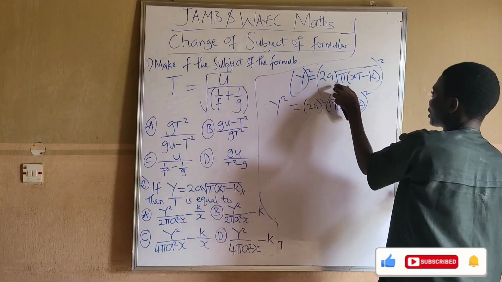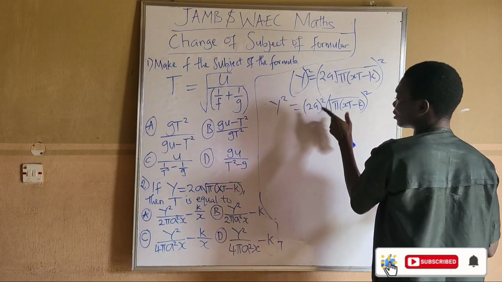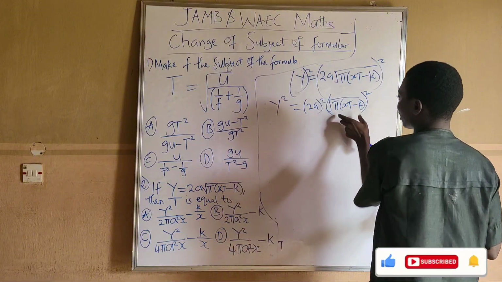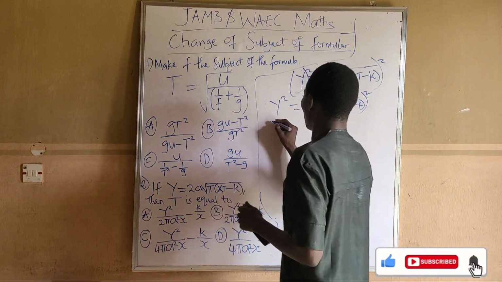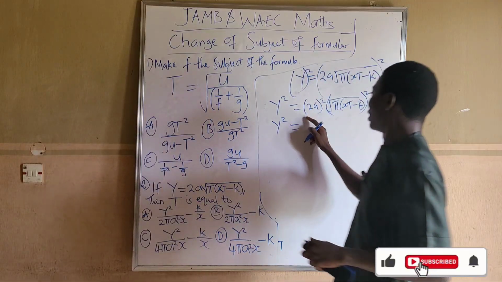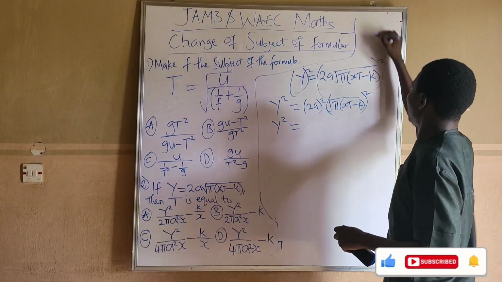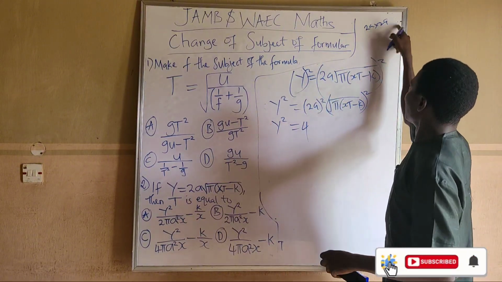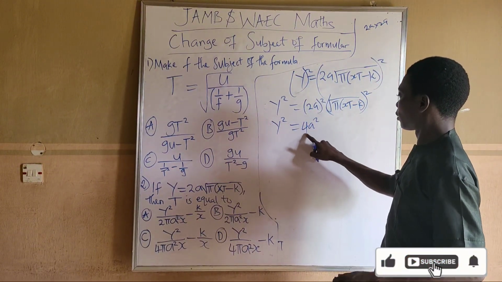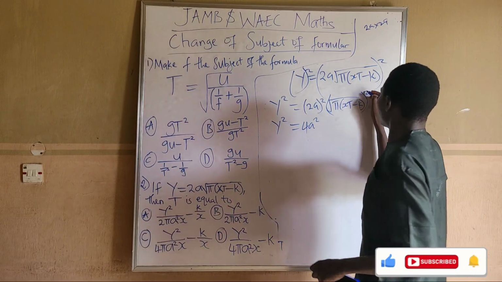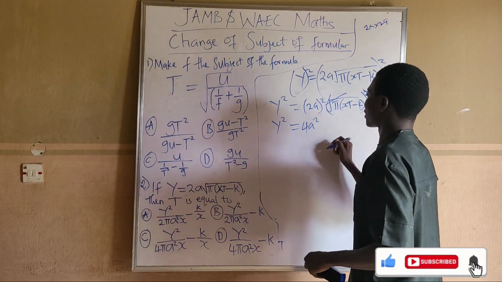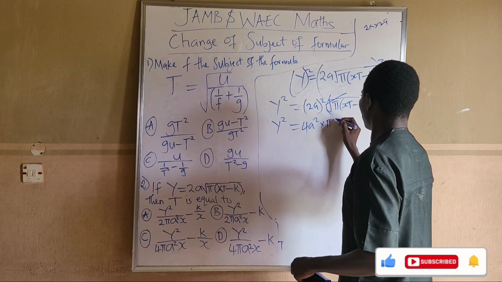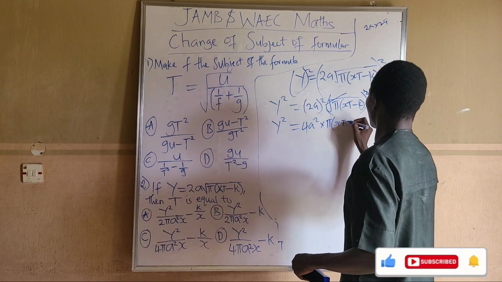And maybe these two, everything is under this square root. We wouldn't have done it like this, but because it is outside it, that is why we are doing it like this. Okay, so we have y squared equals 2a squared. 2a squared is just like saying 2a times 2a. 2 times 2 is 4, a times a is a squared. That is 4a squared. And this square here, we cancel this square root for this. So we'll be left with 4a squared times pi into bracket xt minus k.